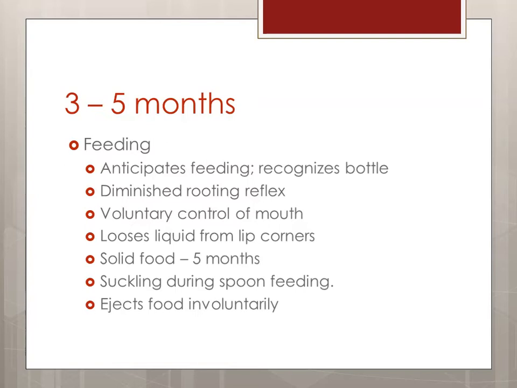They're going to have introduction of solid foods, usually around 5 months, and we're going to see a suckling feeding pattern during spoon feeding. And then also a lot of ejection of food involuntarily. So you'll see that if you have children, you notice that around 5 months when you start getting them those solids, most of the time, most of it doesn't go into that mouth. So they eject it out of their mouth because of those tongue movements.